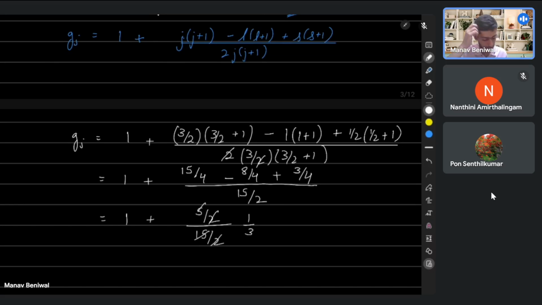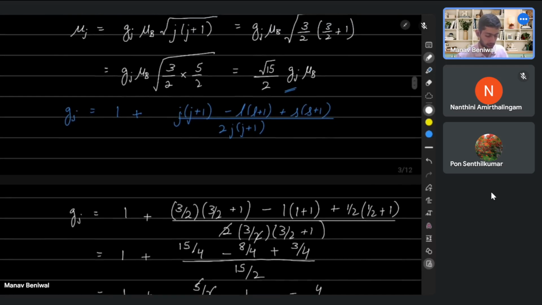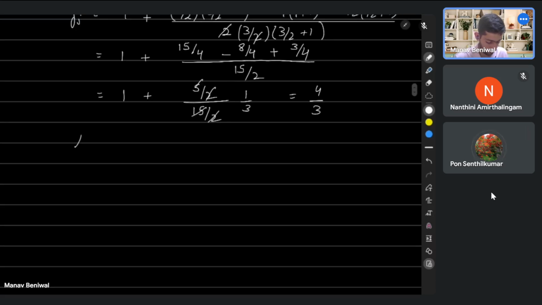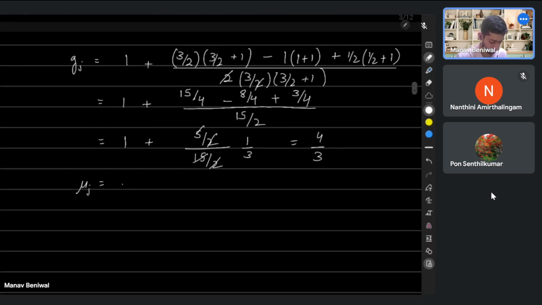So 1 plus 1 by 3, this becomes 4 by 3. Okay. Good. Now we have the value of g. We can put it in this equation right here, which we have already calculated above. So if you put 4 by 3 there, our value of mu J will become root 15 by 2 into 4 by 3 mu B. Yes. Okay, so this 2 will cancel out here.